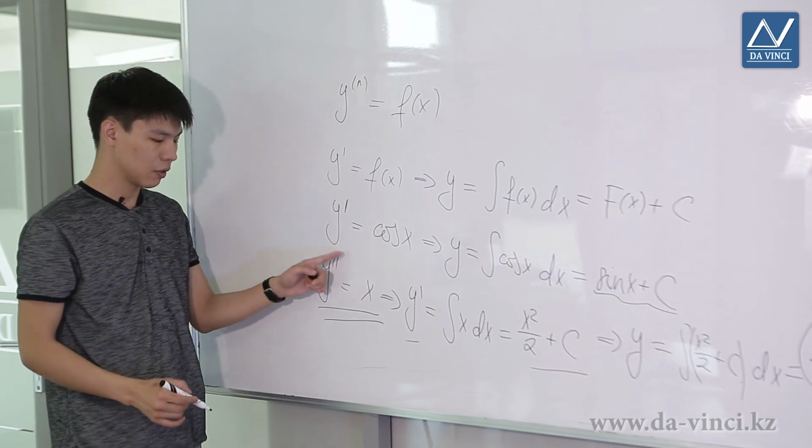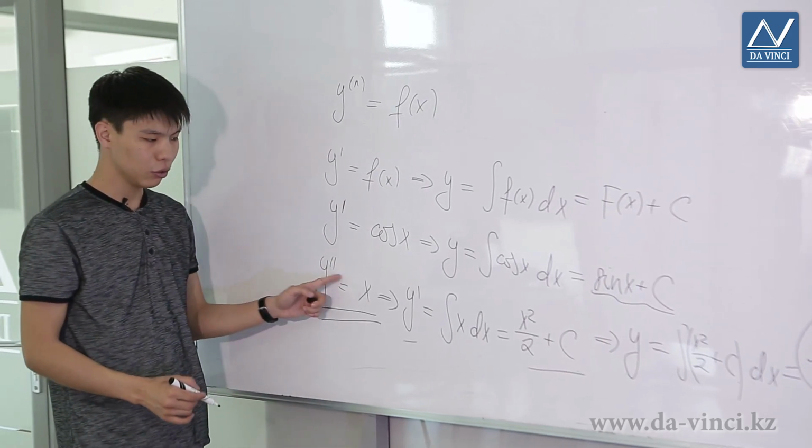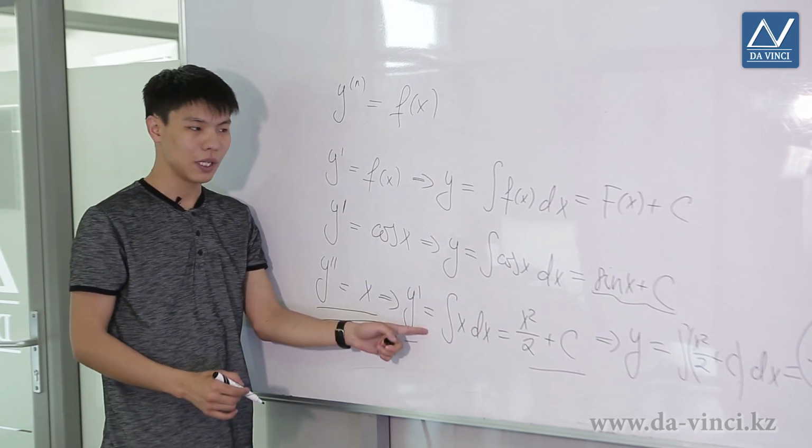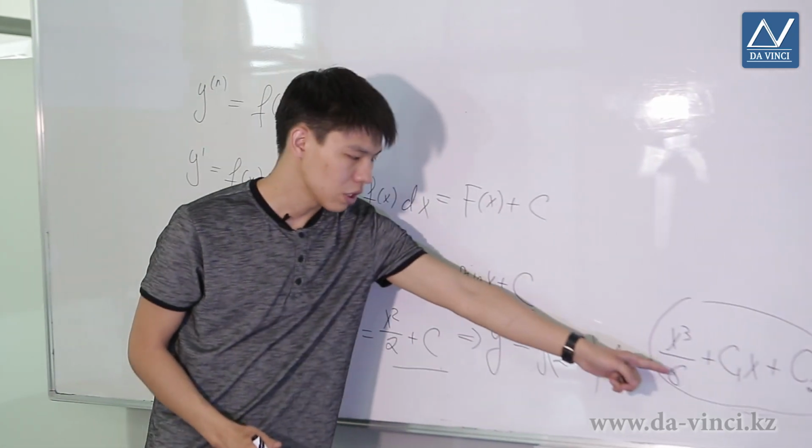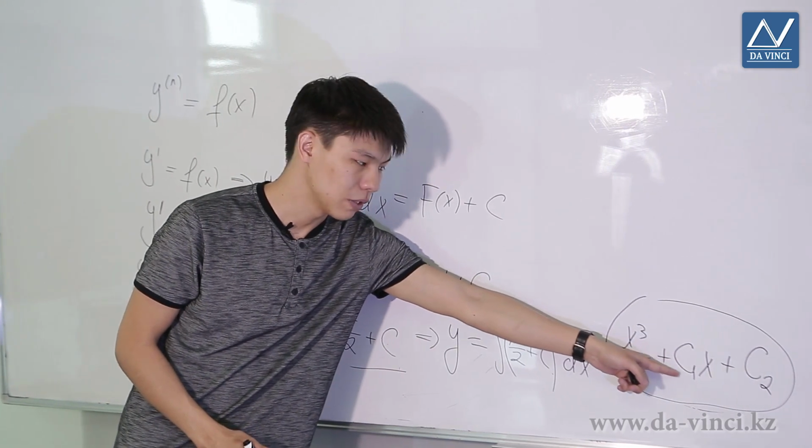If we had a fifth-order derivative here, for example, then we would accordingly have to integrate 5 times, and we would get a function that depends on x and 5 arbitrary constants.